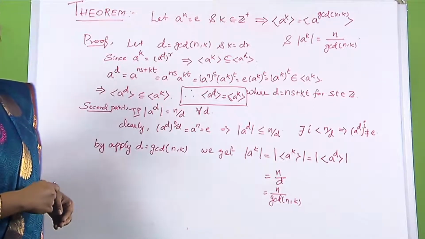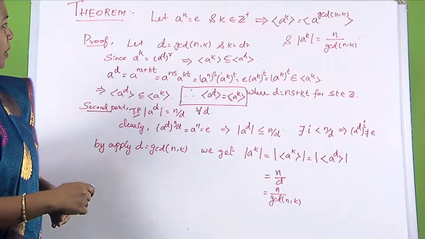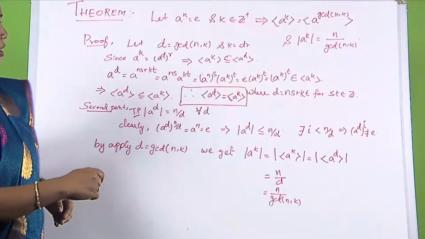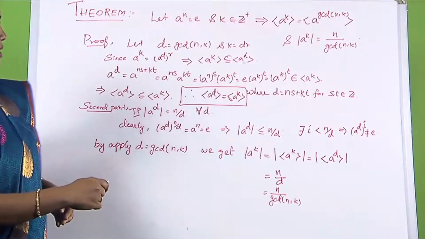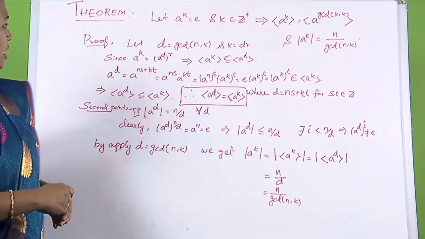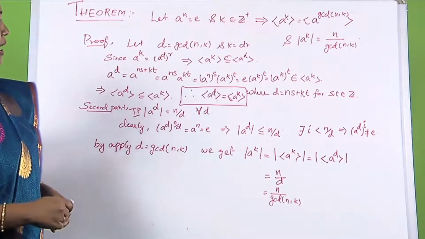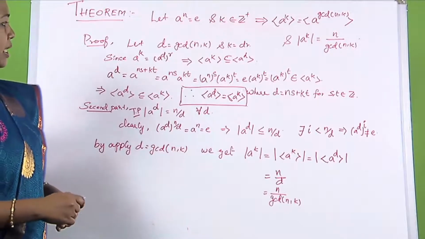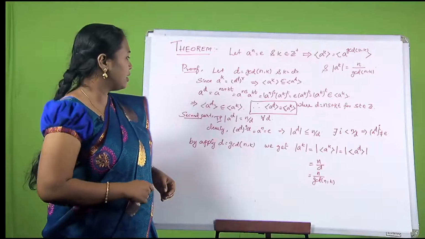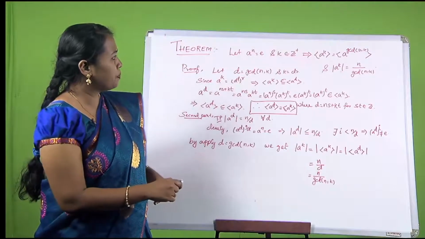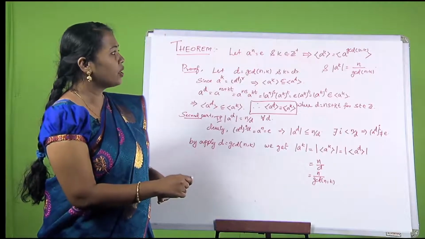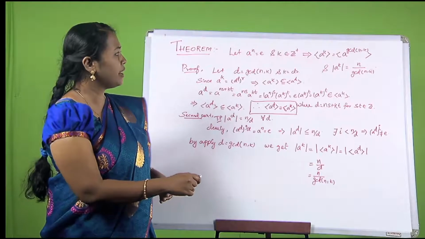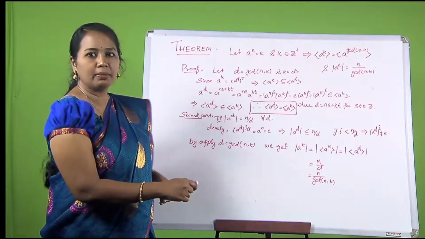Both the groups are subgroups of each other, and one part we have already proved here, that is the group generated by a power k is a subgroup of a power d. From these two statements we can say that the group generated by a power d is the same as the group generated by a power k. And the second part is, we need to prove this statement: the order of a power k is equal to n by GCD of n comma k.